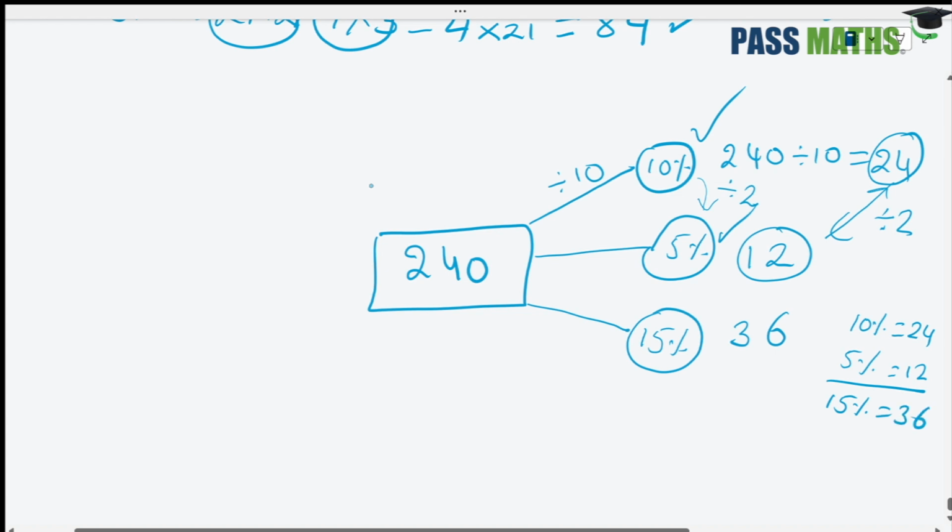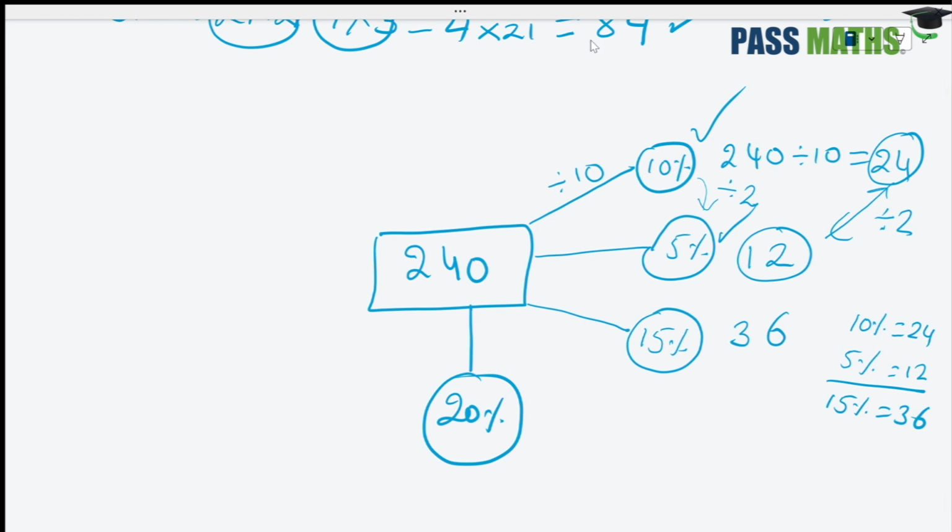Let's find out now 20%. So 20% of 240. We can do this one in many different ways. For example, if you pick 10% first, which is 24, I can double it, because 20% is double 10%. So that gives me 48.